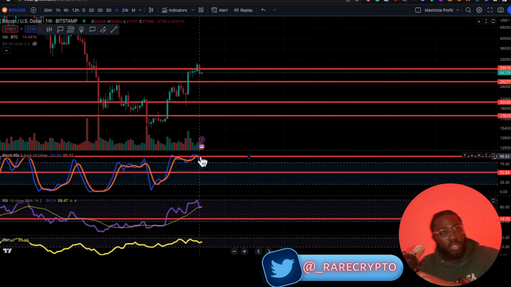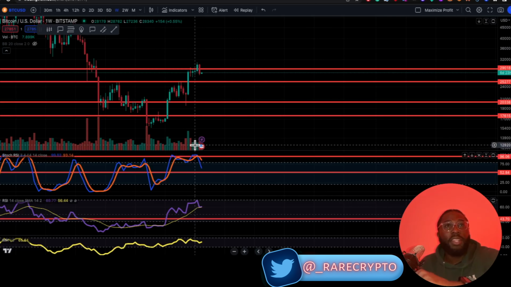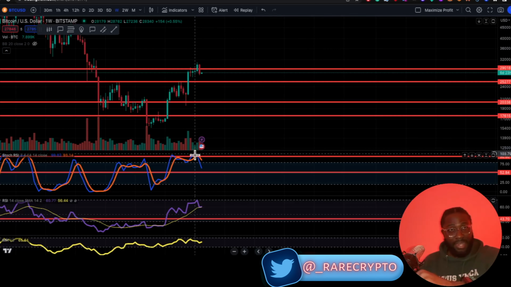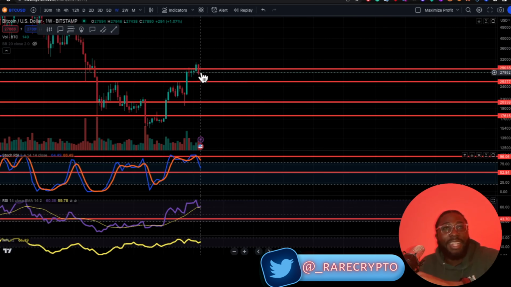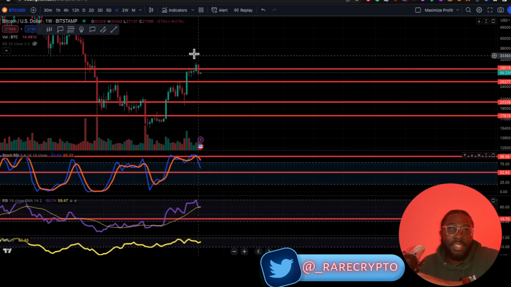Usually when the orange crosses over the blue, it indicates that, hey, the prices should be coming downwards, meaning that there's no money coming into the market or the trend is shifting. And as we can see, that is true. Prices did come down, and we did not hold that 28K or 29K as support. And right now, this week, we're going to be fighting to get above that 28K, 29K zone.